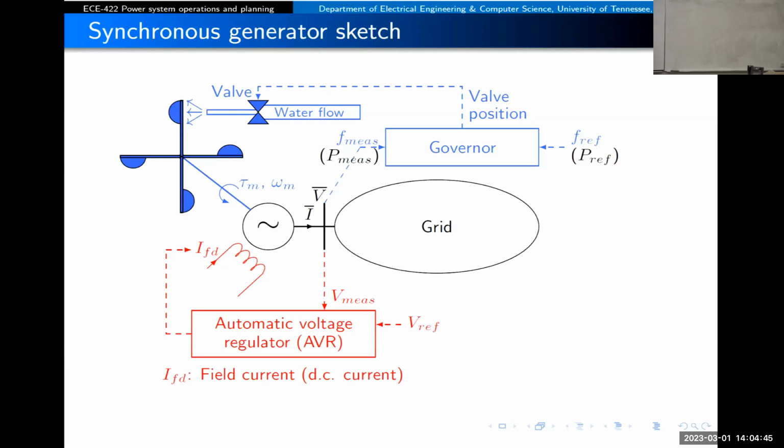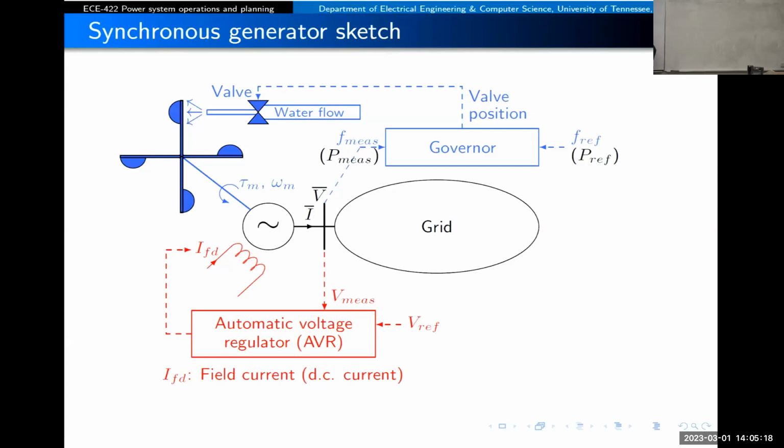The issue with that is that if there is a blackout, you cannot start. So for a blackout, you have to have your own source, and that can be a diesel generator. You can start and energize the power plant. And so these are the main control loops that we will have to consider, together with the dynamics that will be related to the motion of this machine.